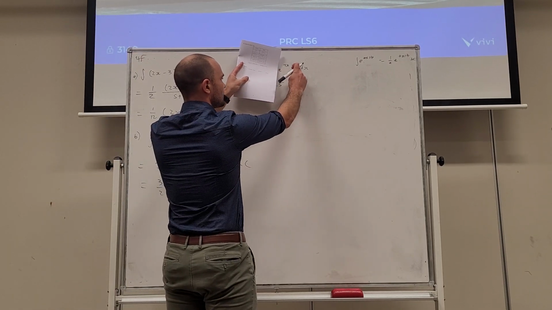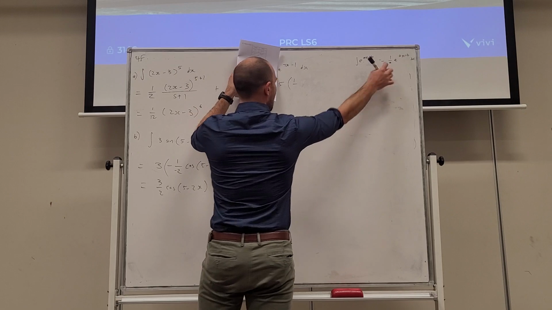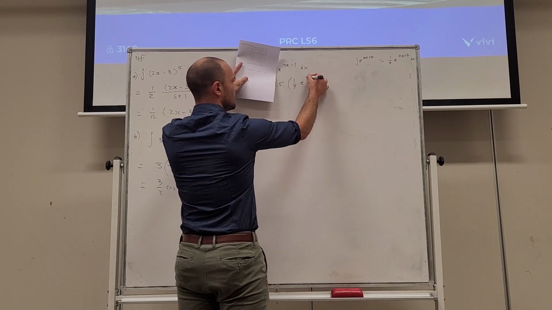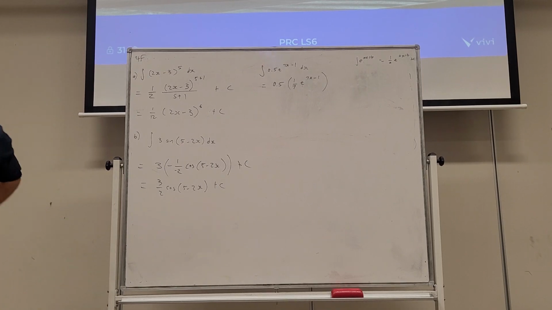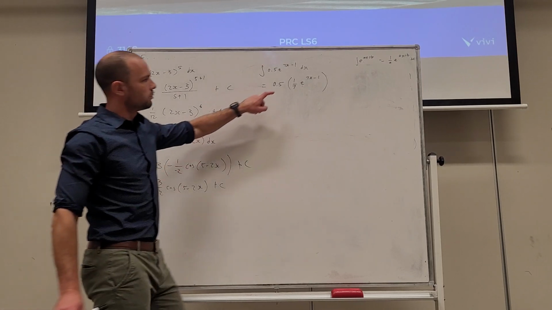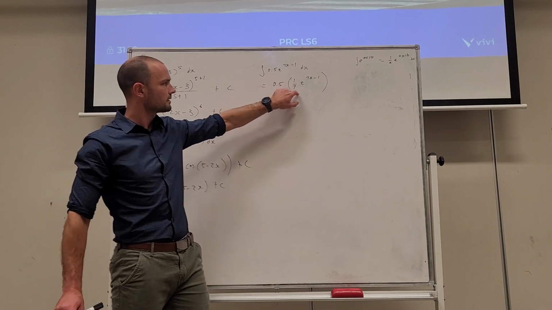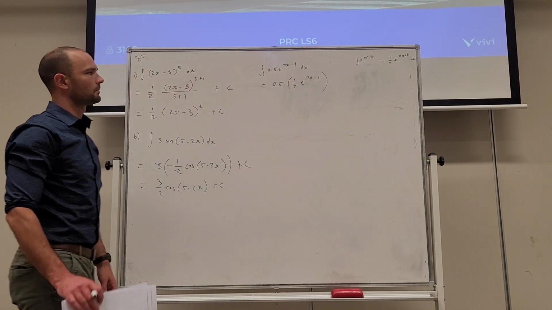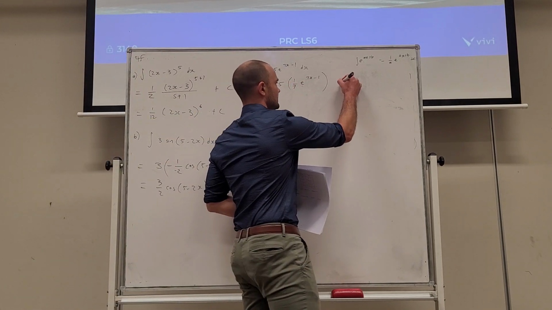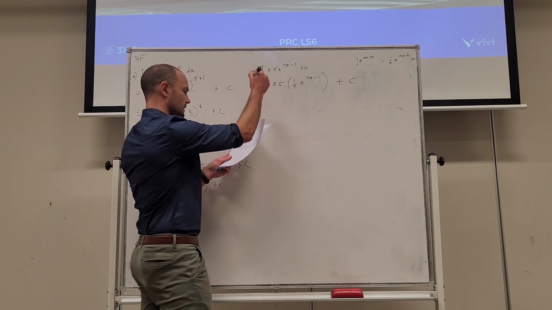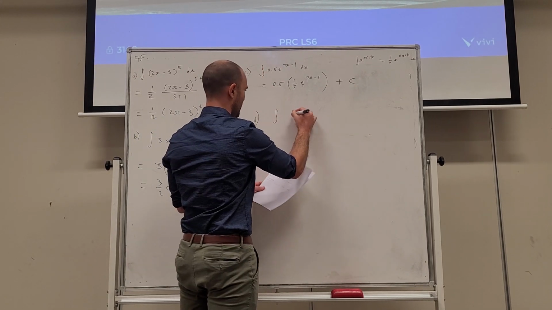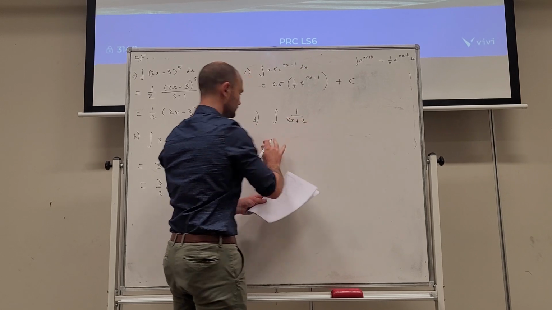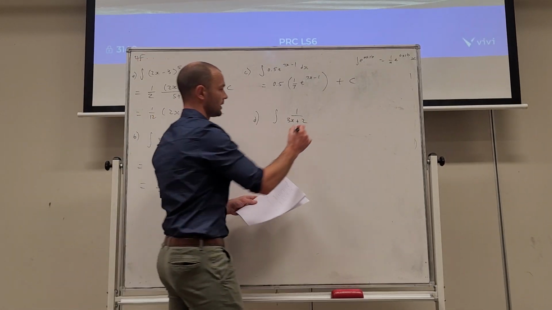E to the ax plus b becomes 1 on a, e to the ax plus b. So again, identifying the coefficient of x, it's 1 on top of the coefficient of x, e to the ax plus b. And then plus c. So that was c. Okay, and d, we have the integral of 1 on 3x plus 2 with regards to x.